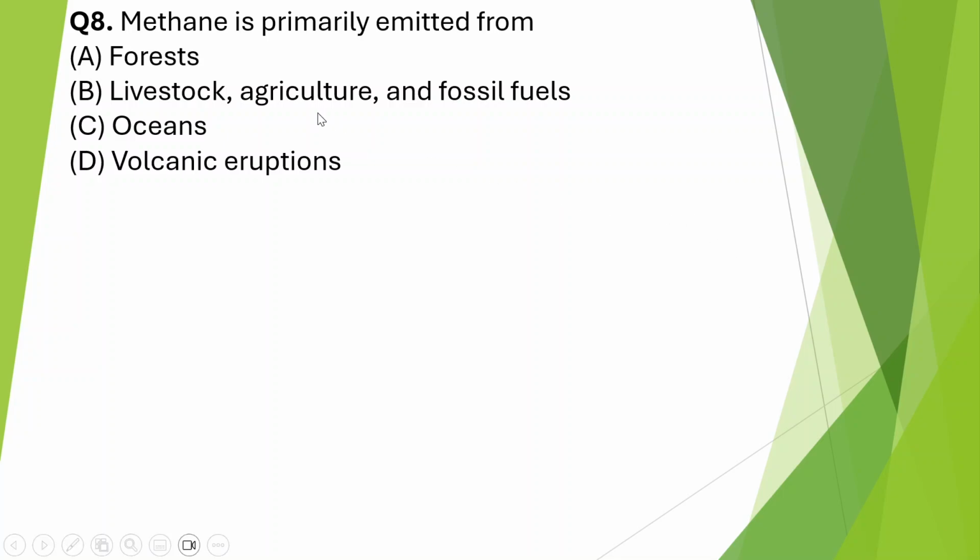You know very well that whenever livestock, agriculture, or fossil fuel waste is there, these all will be liberating a high amount of methane gas as compared to the other options that have been mentioned. That's why option B will be the final and most suitable answer for this particular question number 8.